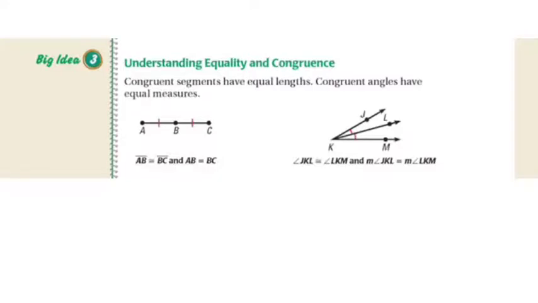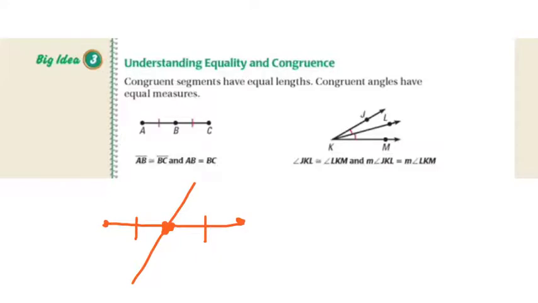The last big idea is understanding equality and congruence, and just those two things mean the same. If segment lengths have equal measure, then we say that those segment pieces are congruent. Now don't forget, if you have a segment and then there's a segment bisector, that just simply means it is intersecting at the midpoint and makes the two remaining segments congruent.